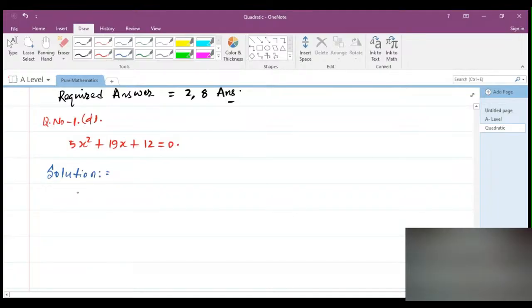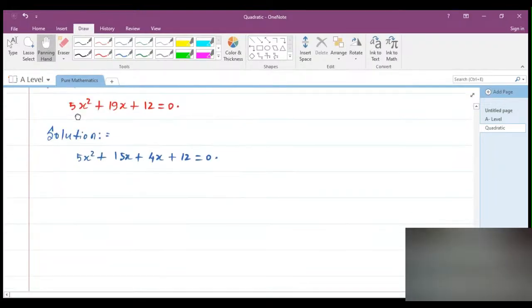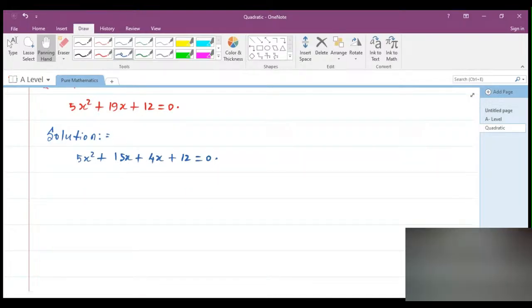So here will be 5x squared plus 15x plus 4x plus 12 equal to 0. Hope that there is no problem understanding up to this step. Here the multiplication will be 60 and the addition will be 19x.